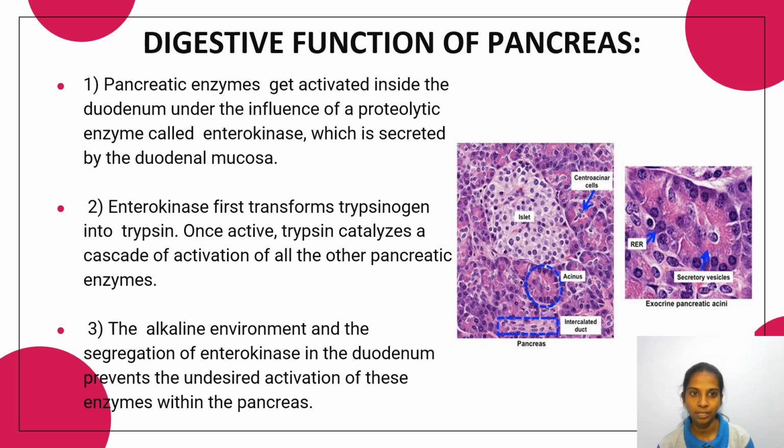Digestive function of pancreas. The pancreatic enzymes get activated inside the duodenum under the influence of a proteolytic enzyme called enterokinase, which is secreted by the duodenal mucosa. Enterokinase first transforms trypsinogen into trypsin, and once activated, trypsin catalyzes a cascade of the activation of all the pancreatic enzymes. The alkaline environment and the segregation of enterokinase in the duodenum prevents the undesired activation of these enzymes within the pancreas.